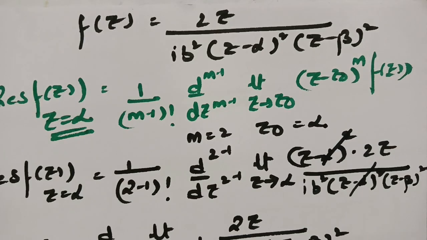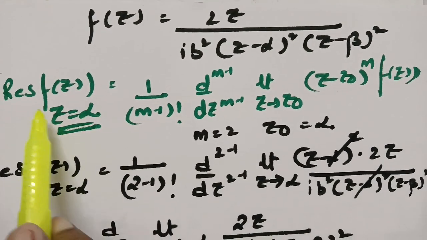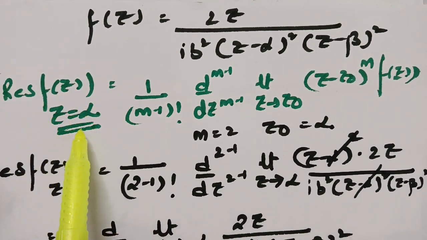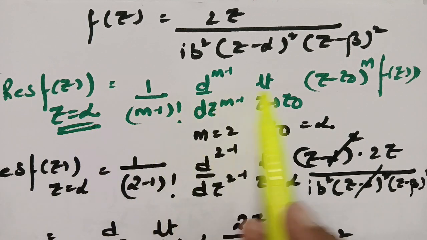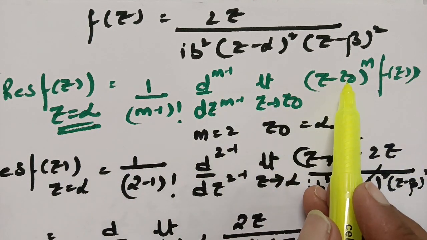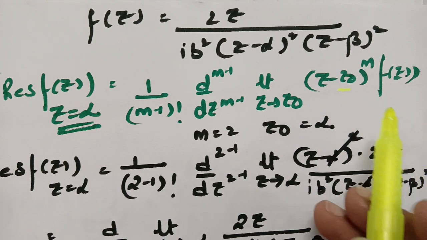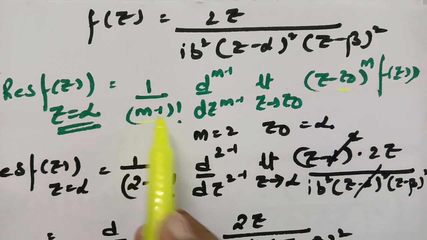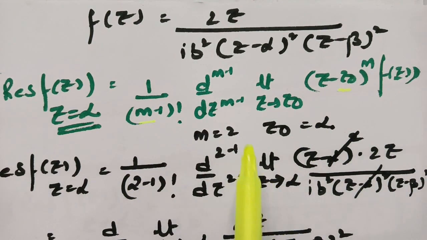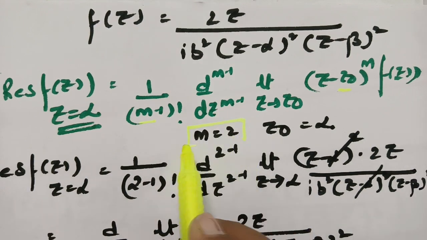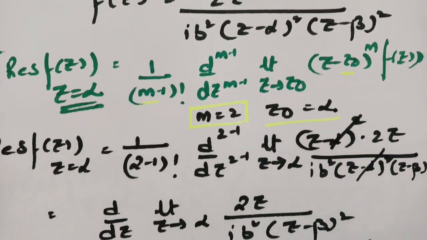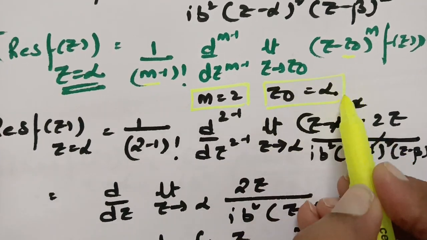As this is an interior pole, I have to find the residue at z is equal to alpha. So this is the formula for this. Z naught is the pole value alpha, and m is the order of the pole, that is 2. M is equal to 2 is the order of the pole, and here the pole value z naught is equal to alpha.